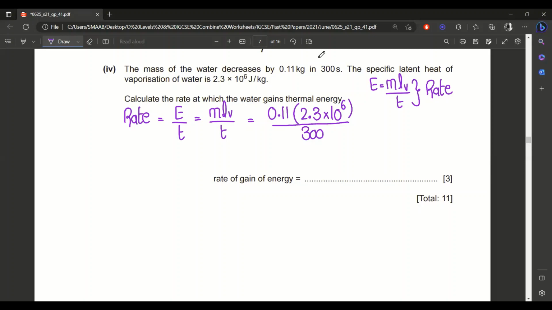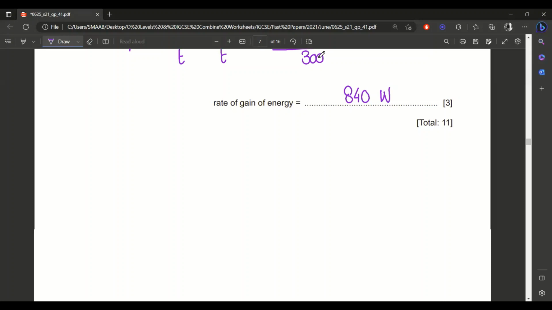So that will give you the value of rate. 843.3. Again, you need to round up to two significant figures. What will be the value? 840. So now try to practice rounding up the value according to two significant figures, because now you know the formula, you know the calculation. So now focus on this concept of significant figures, right?